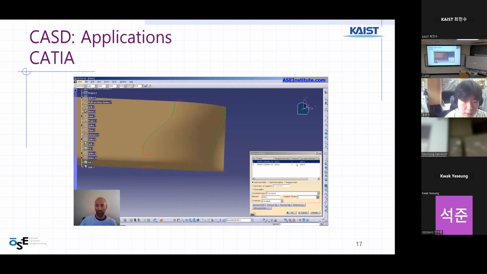CATIA, which stands for Computer Aided Three-dimensional Interactive Application, is a powerful and comprehensive software suite to help with computer engineering and CAM. Developed by a French company, Dassault, CATIA is widely used in various industries, including aerospace, automotive, industrial design, and more.